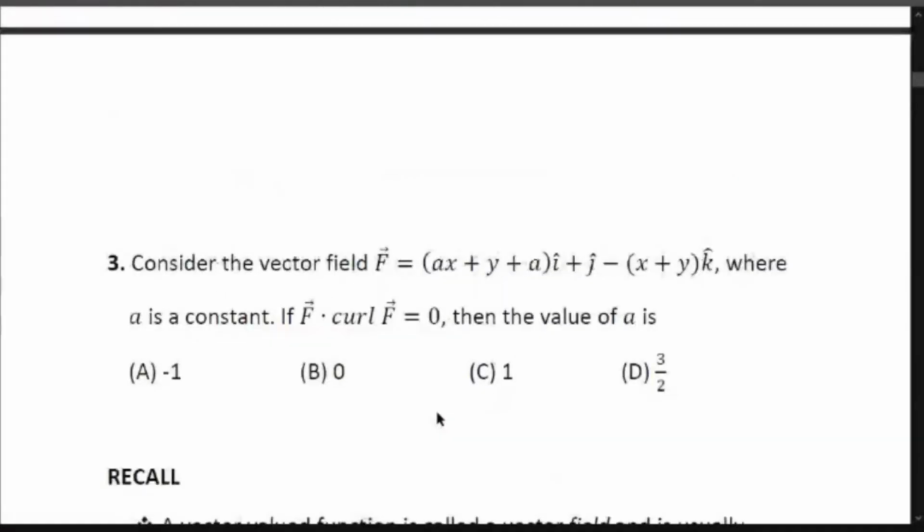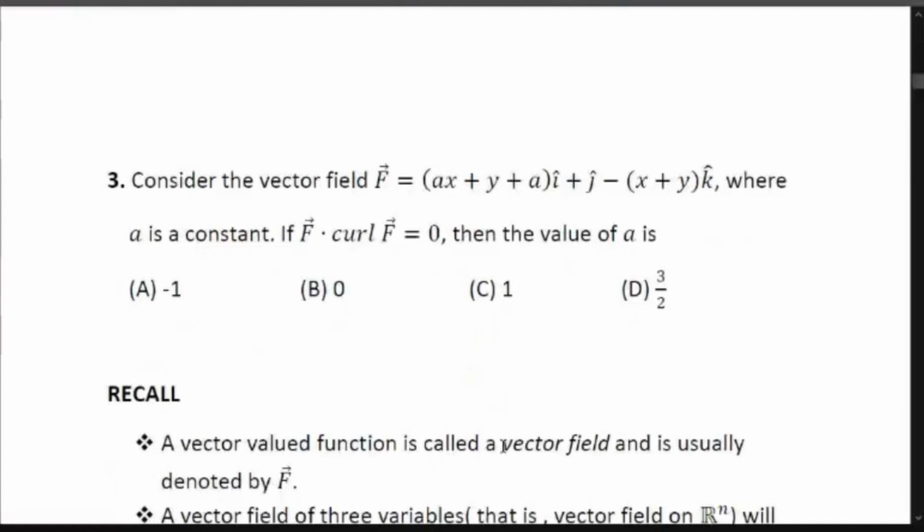So now you can do the question. You can write the question from here. Option C, sir. Option C. Yeah, let us see that. Okay. So can you explain that? What did you get for F dot curl F? What is curl F?